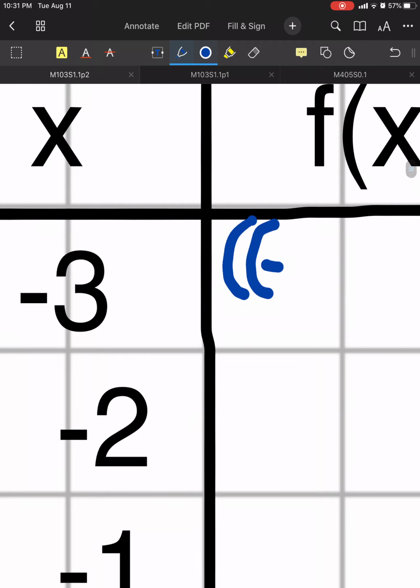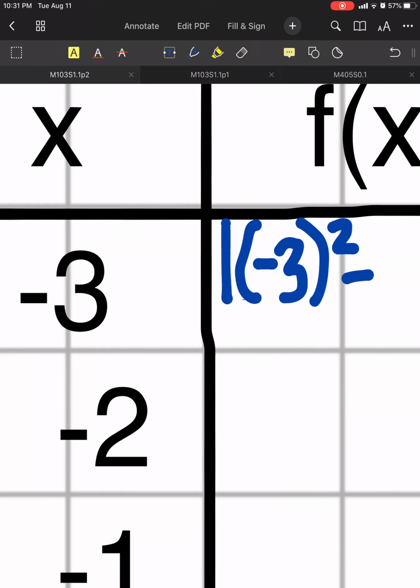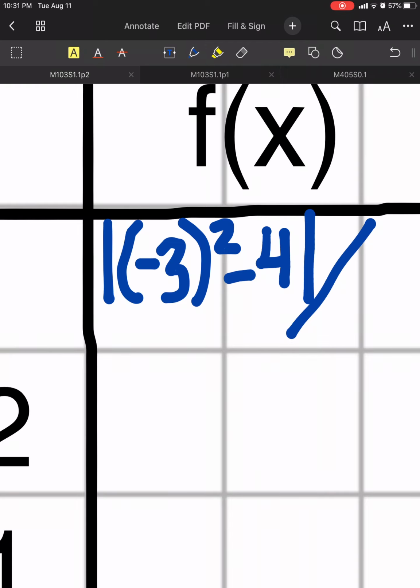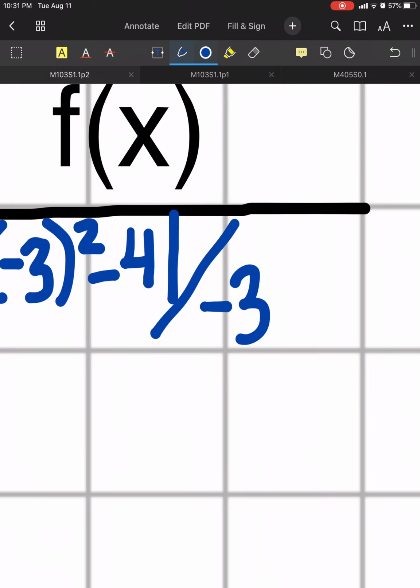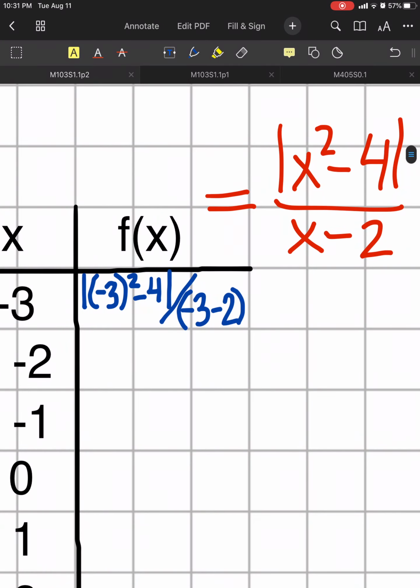So this first one, we should have the absolute value of negative 3 squared minus 4 over, on the bottom, negative 3 minus 2, over that whole thing. So if we look, that matches our function up above, negative 3 squared minus 4 over negative 3 minus 2. If we square negative 3, the important thing to remember there is squaring negative 3 is multiplying negative 3 by itself. So that gives you a 9.